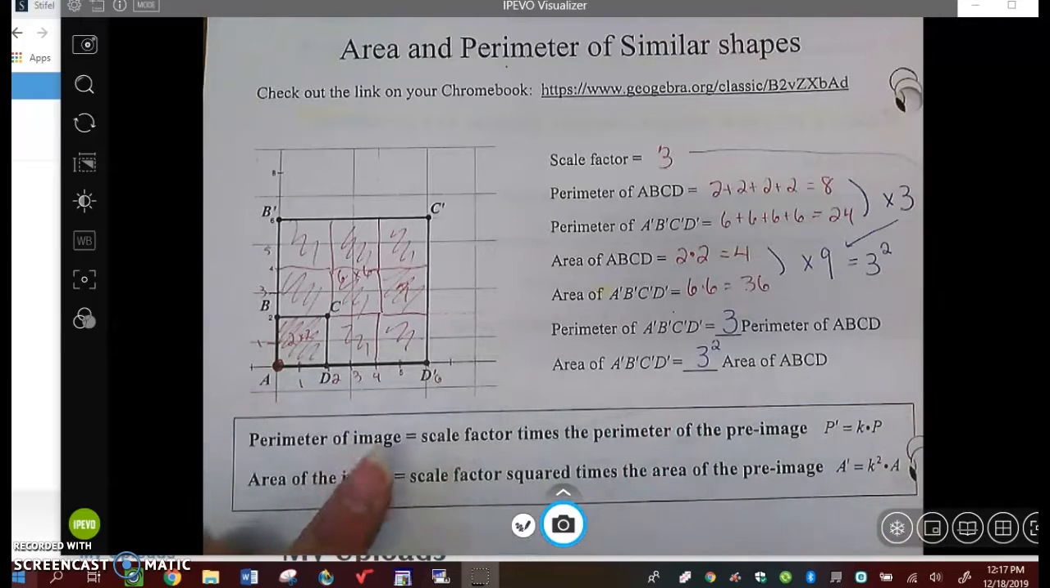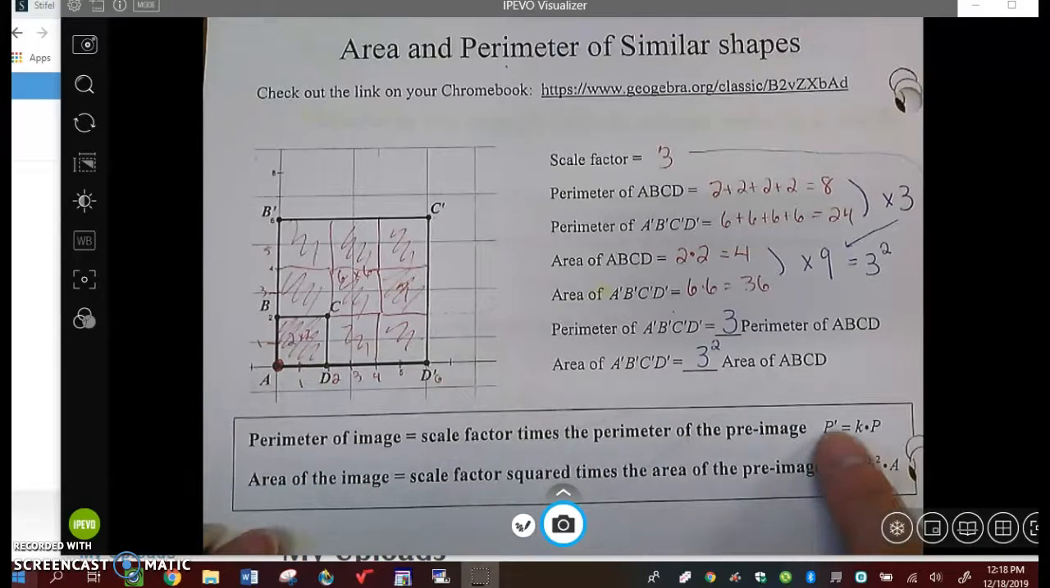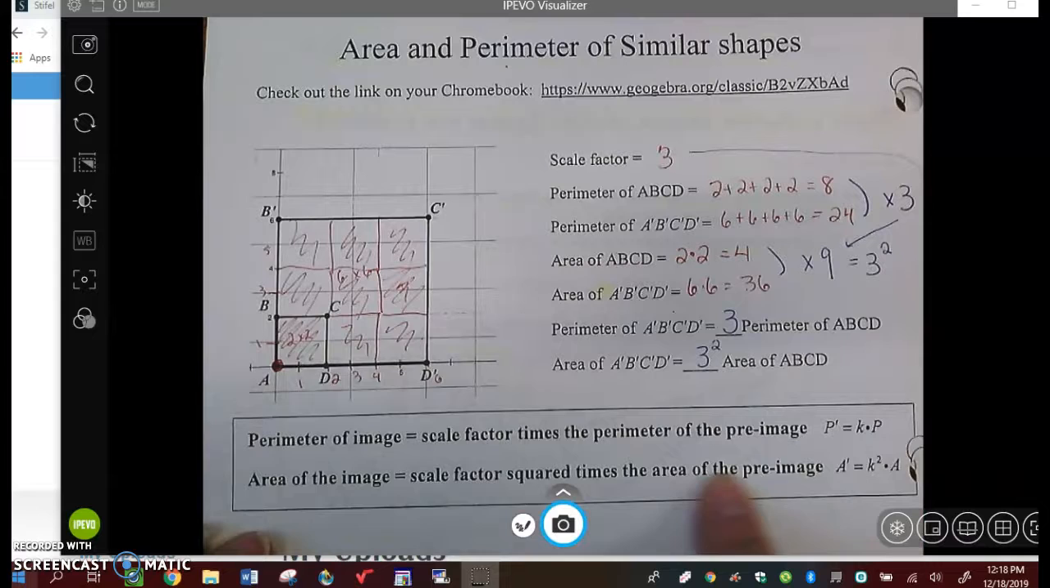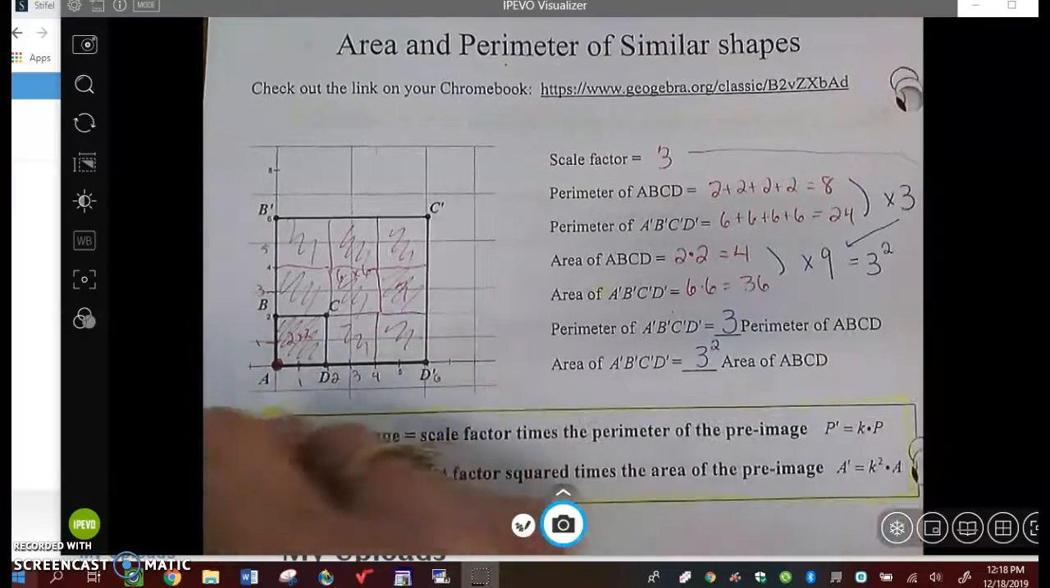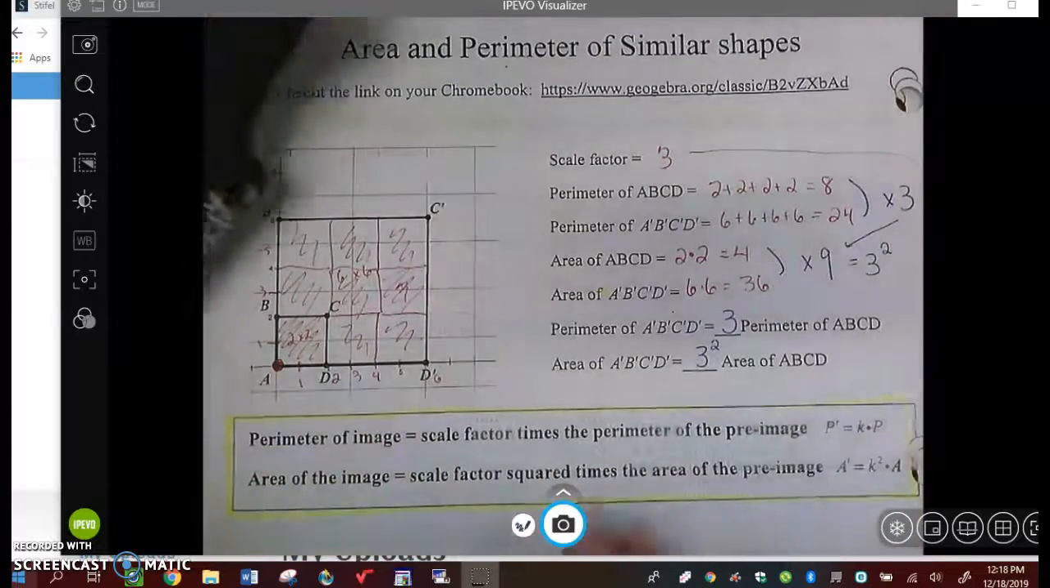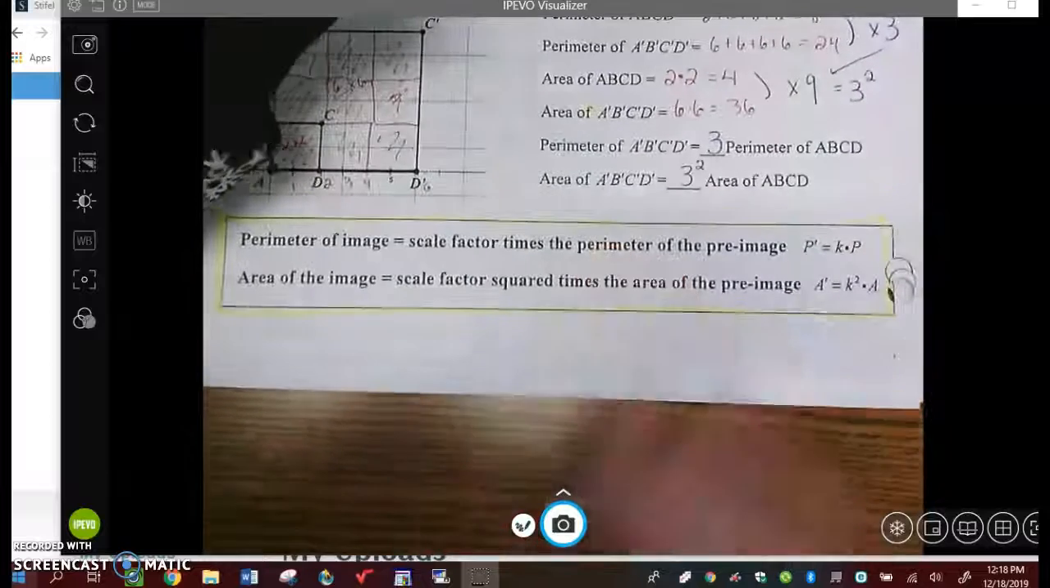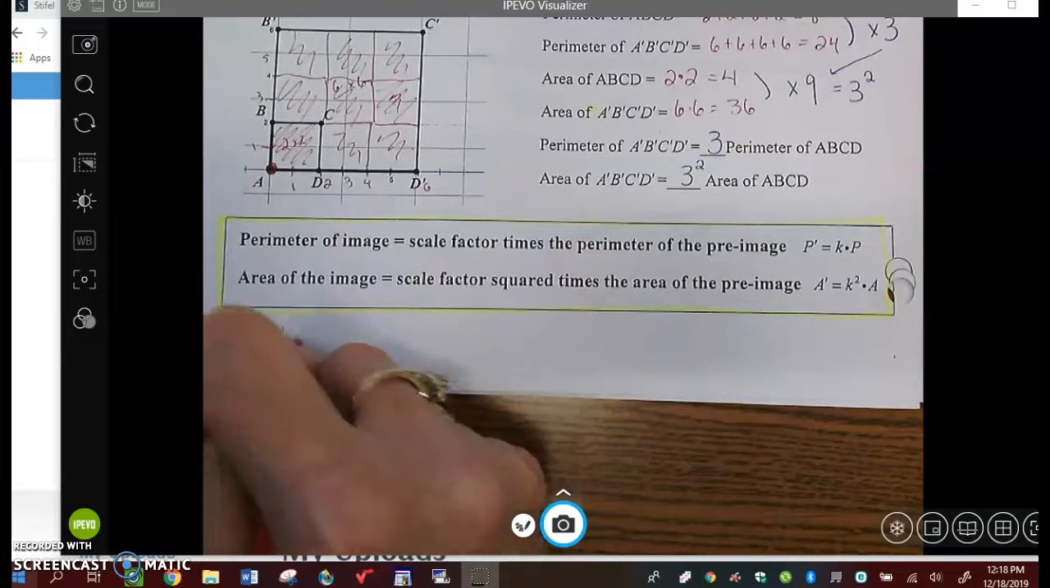So those facts are summarized down here. Perimeter of your image is the scale factor times the perimeter of the pre-image. So I'm going to do P prime for perimeter of image, and it's K, your scale factor, times the original perimeter. Area of the image is the scale factor squared times the area of the pre-image. So these are important facts. I'm going to add something to these notes. I'd like you guys to add them on too. Scale factor is K. Right?